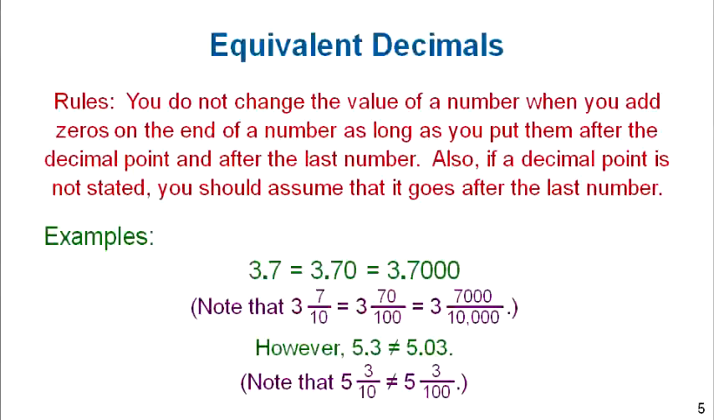However, you should also realize that 5 and 3 tenths is not equal to 5 and 3 hundredths. Note that the 0 was inserted between the 5 and the 3 and not after the last number here.